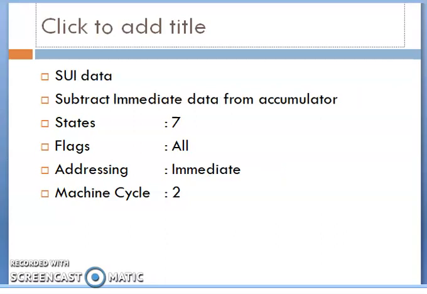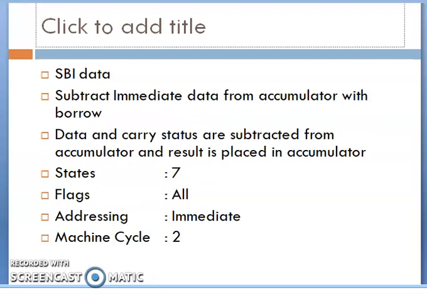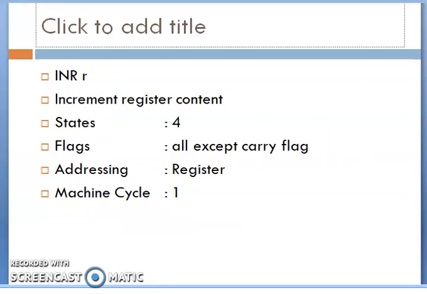SUI data, subtracting immediate data from the accumulator. This is A = A - the given data. 2-byte instruction, the number of machine cycles required is 2. All the flags are affected. Then SBI data, subtract immediate data, that is the data given in the instruction, from the accumulator along with borrow. 2-byte instruction, number of machine cycles 2 and number of states 7. All the flags are affected by this subtraction instruction.